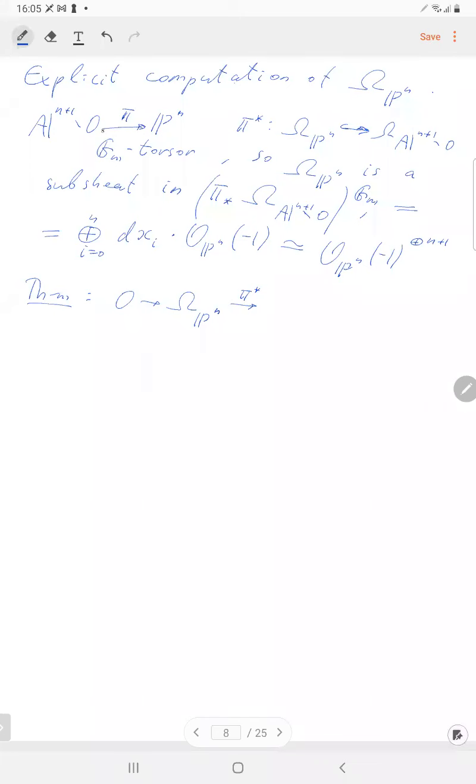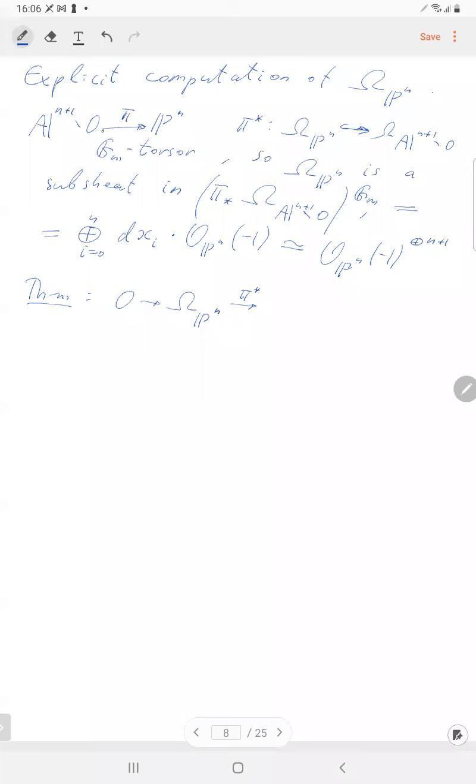Yes, the punctured affine space is a GM torsor, and being a GM torsor means that the action of GM is free, and there is a projection to the base. In this case, this base is Pn, so that GM acts on the fibers of this projection, and on each fiber there is a free transitive action. So the base identifies with the quotient of the total space.